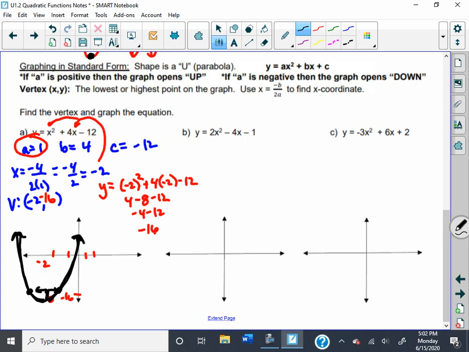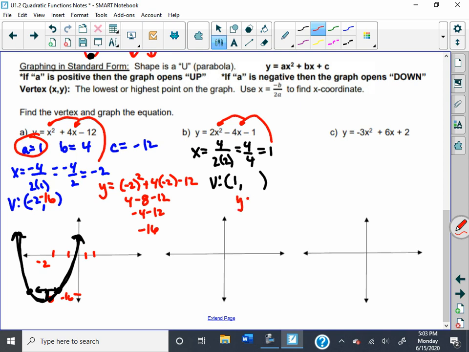All right, B. Let's get our vertex. Here A is 2, B is negative 4, and C is negative 1. Using x equals negative b over 2a, here we have negative negative 4, which is positive 4, over 2 times 2. 4 divided by 4 is 1. So the x-coordinate of the vertex is positive 1. Now we plug 1 in for x, and again, if you want to use your calculator, it's fine, and then find the y-coordinate.